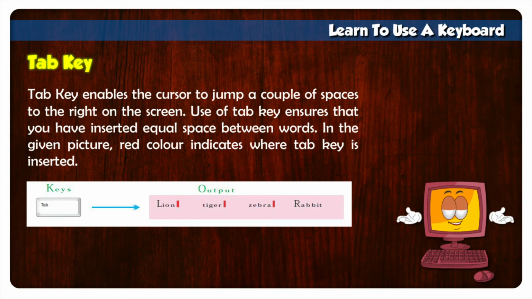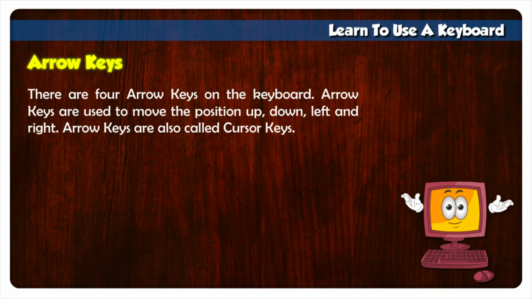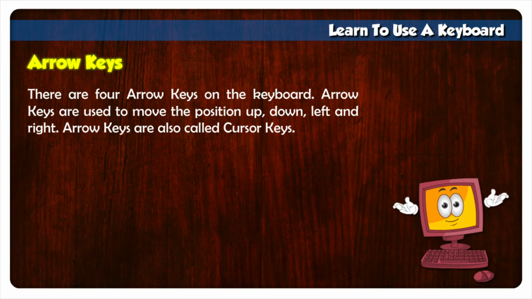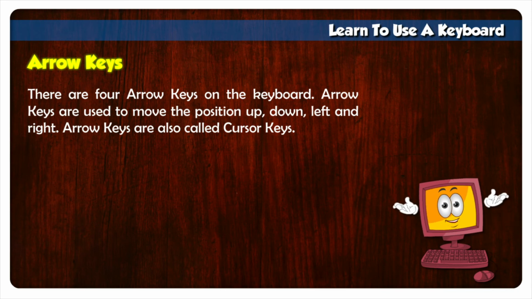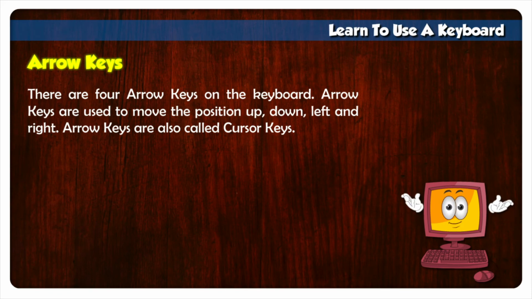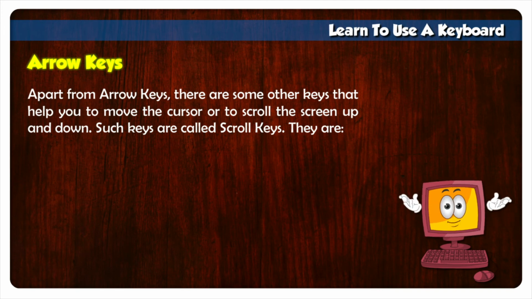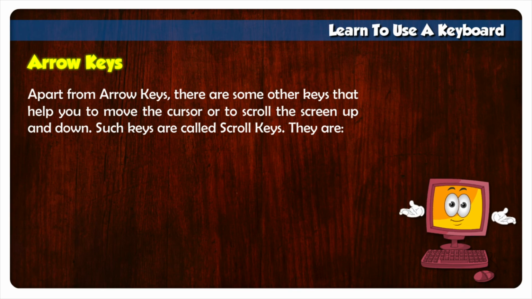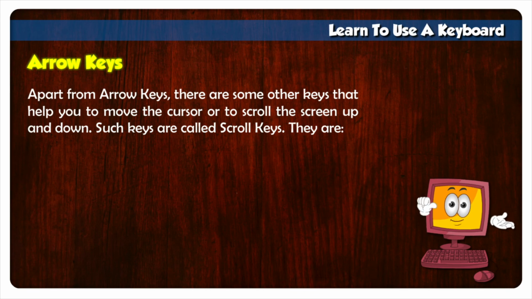Arrow keys. There are 4 arrow keys on the keyboard. Arrow keys are used to move the position up, down, left and right. Arrow keys are also called cursor keys. Apart from arrow keys, there are some other keys that help you to move the cursor or to scroll the screen up and down. Such keys are called scroll keys.